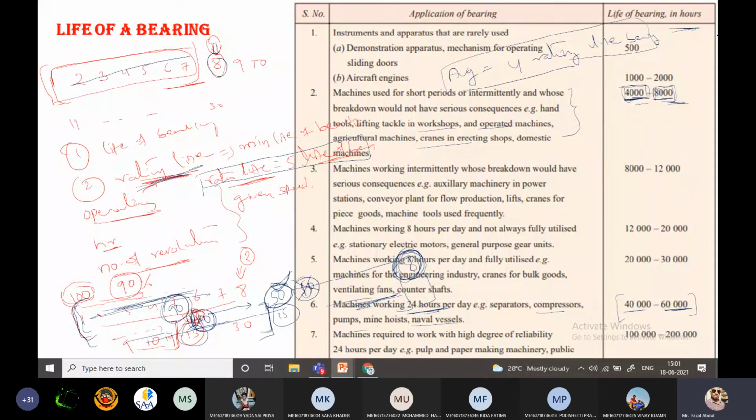Okay. And one more thing, the relation is very important. The rating life of the bearing is 5 times the life of the bearing, and the average life of the bearing is 4 times the rating life of the bearing. And this rating life is also referred to as the minimum life of the bearing.